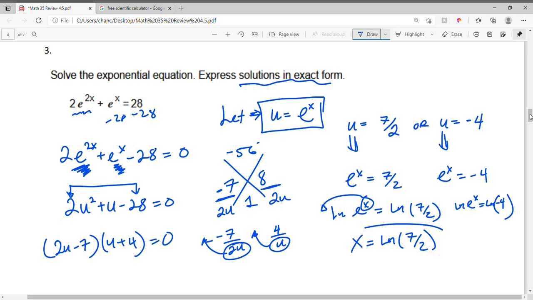That's our first solution. Now on this side we have a problem. We cannot take the natural log of a negative. So on this side we have no solution. That means our only answer is the natural log of 7 over 2.